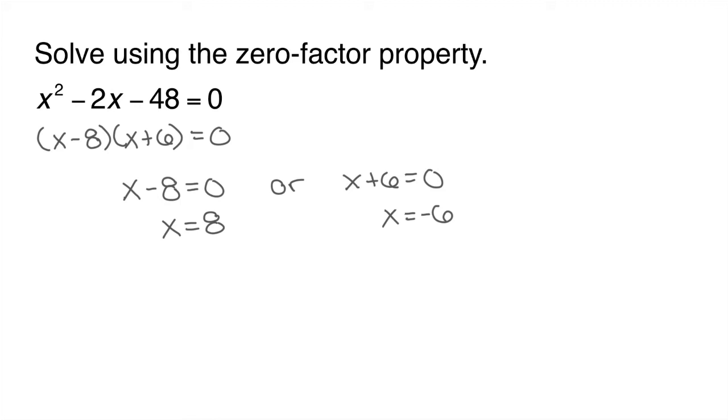When we substitute negative 6 for x, we have 36 plus 12 minus 48 is equal to 0, which is a true statement, and so that solution checks. And our solution set is the set containing negative 6 and 8.